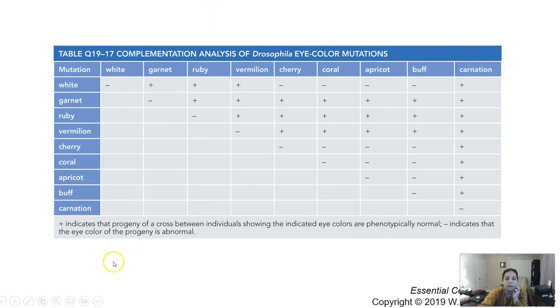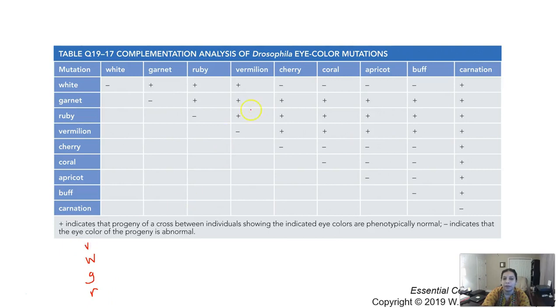So let's see, there should be a little pen or something maybe. So white is in one complementation group, garnet and ruby, and we know that garnet and ruby complement each other, right? Garnet with ruby complements each other. That means that garnet and ruby are in two different genes, right? So we continue this story and we see which ones are together. So vermilion, again, it's complementing with all three of them. So guess what? It's going to be another complementation group.